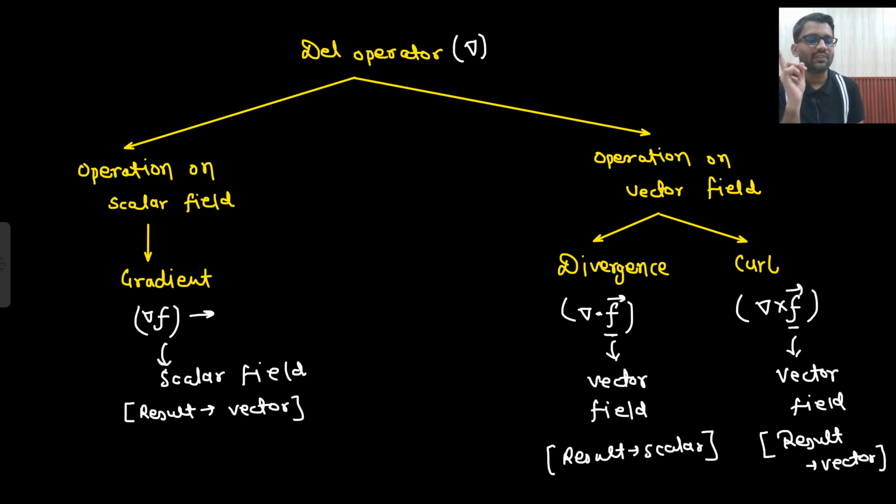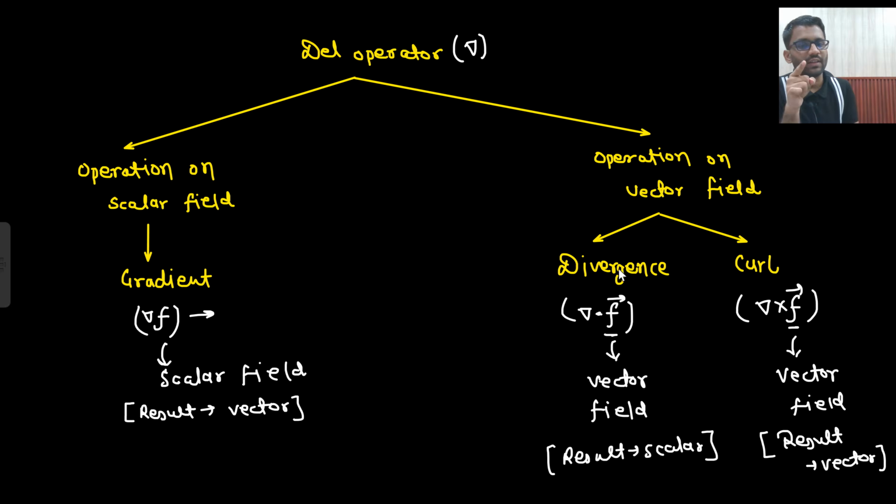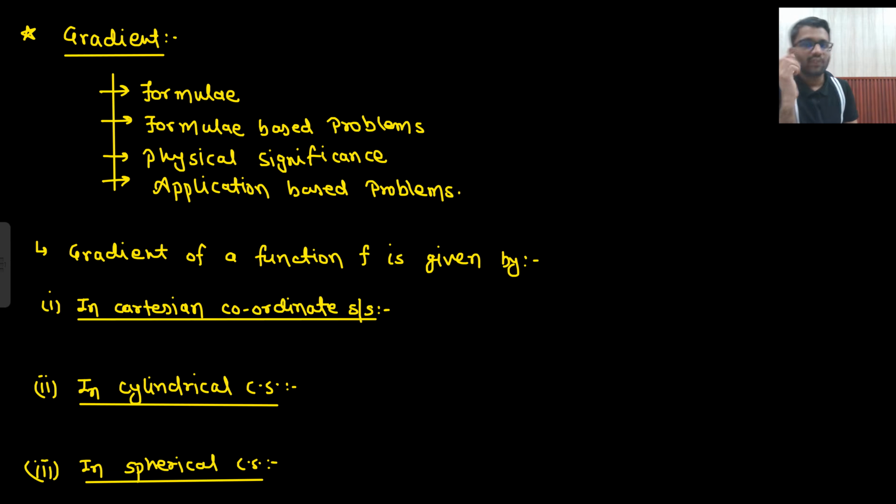Okay, so let's start with the gradient. Now what will be the flow of understanding each point? First we will understand gradient, then divergence, then curl. So what will be the flow? First we will see the formula, and then we will solve some formula based problems. After that I will tell you the physical significance, that is, what is the meaning of gradient. That I am going to tell when we have finished doing the formula based problems.